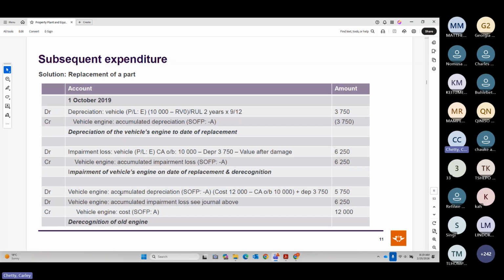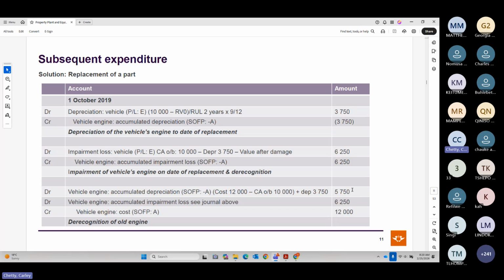So we are debiting vehicle engine accumulated depreciation with the depreciation to date. So remember, in the prior year, we would have had 2,000 Rand worth of accumulated depreciation, if we compare the original cost to the carrying amounts on 1 Jan 2019. Then we're going to take that 2,000 Rand worth of depreciation plus the depreciation for the current year of 3,750. So that is going to give me 5,750 Rand. That is the total accumulated depreciation relating to this old engine.